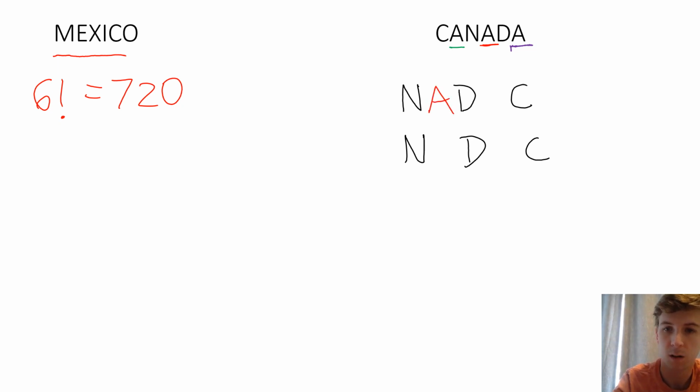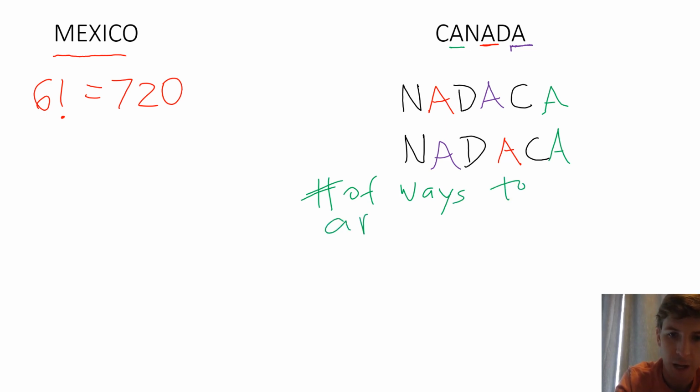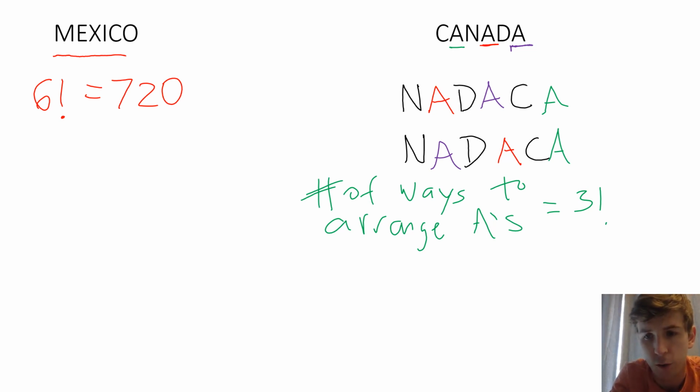So if I treat those different A's as unique things, these are different arrangements, but really they're not different words. So we need to figure out a way to divide out by that issue. And luckily it's not too hard, because the number of ways to arrange our 3 A's is just going to equal 3 factorial. There's 3 A's, so it's very straightforward to do that.